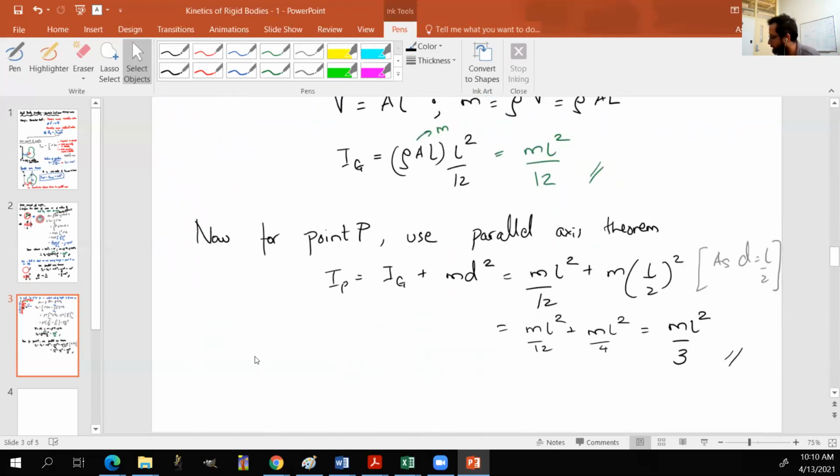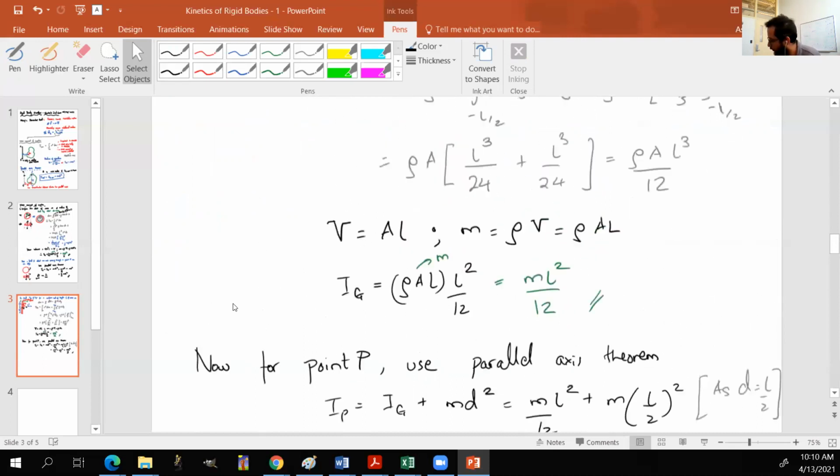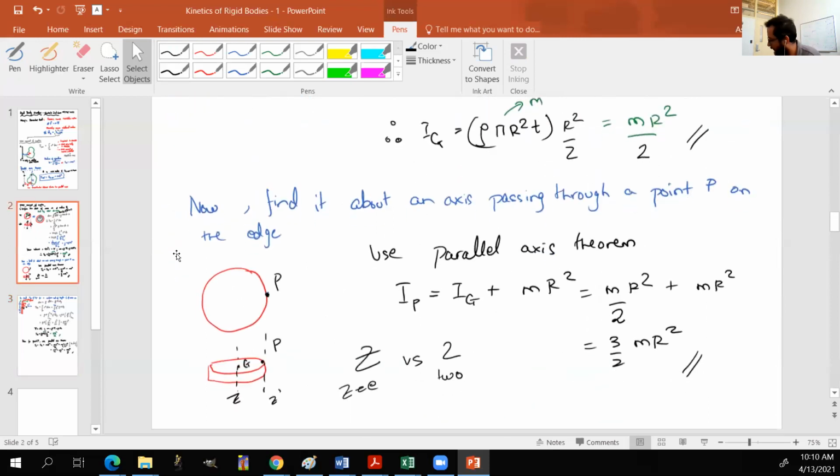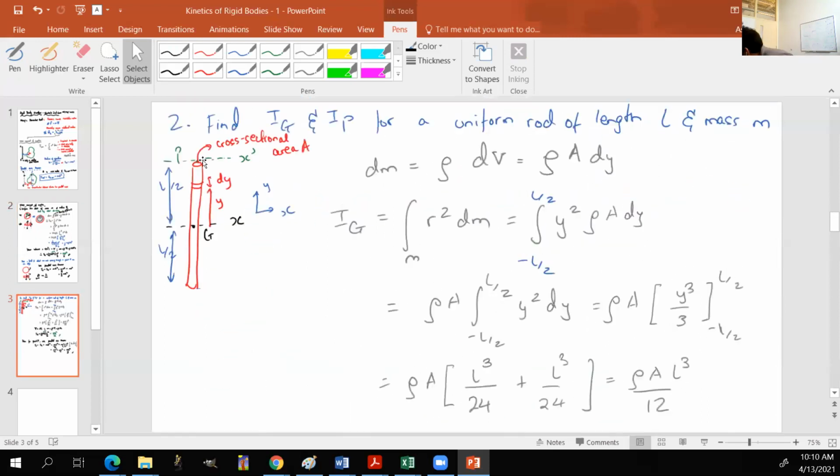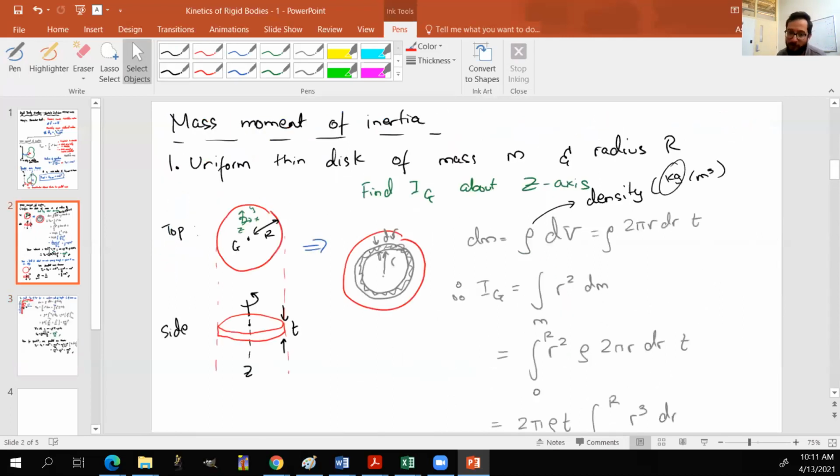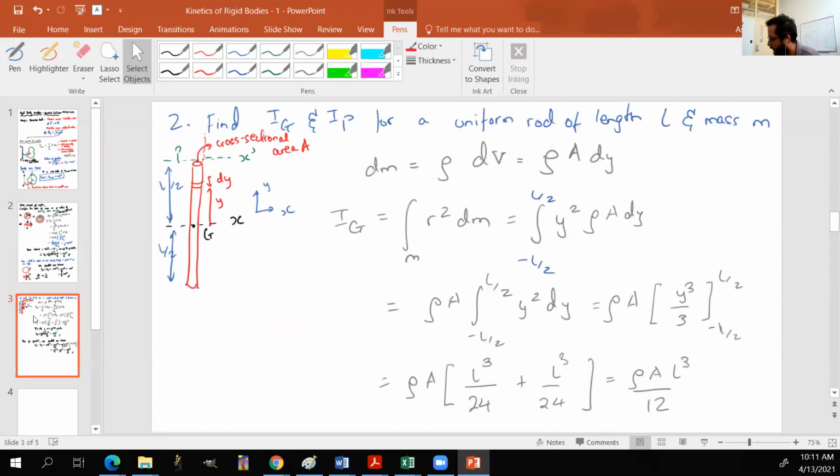I had a quick question. Yes, please. What would happen if we try to find the moment of inertia at the edge of the circle on the rod? It'll come out to be a very similar thing as the disk. Do you combine the two of them? No, we're not combining the two of them.